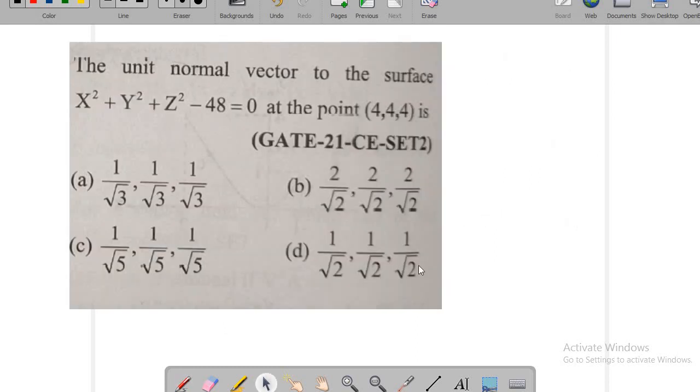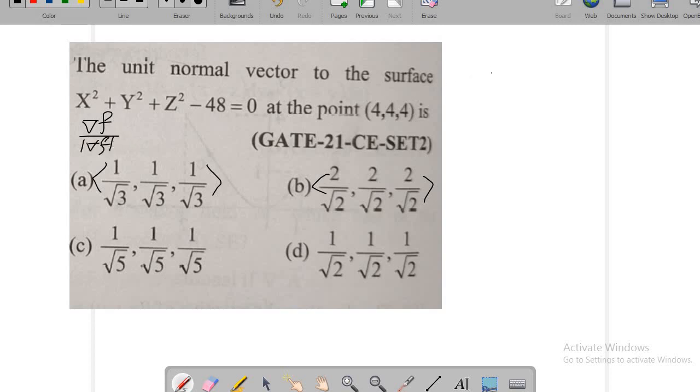Now you see, this is a question in the 21 paper, civil engineering. Unit normal vector to this surface at this point 4 4 4. It's supposed to be given like this; some bracket should be given. So what is a unit normal vector? You need to take gradient of f, and you need the unit normal, so the magnitude of gradient of f. This is what you need to do.